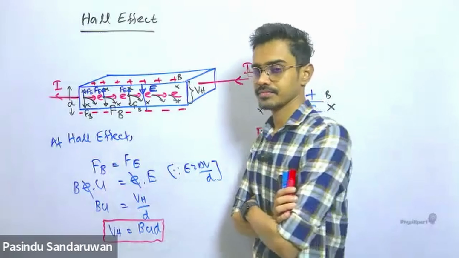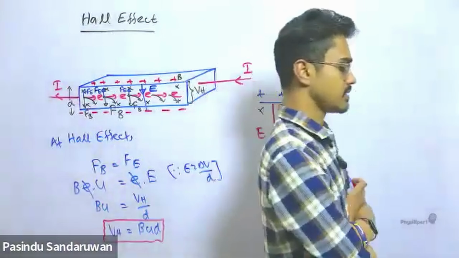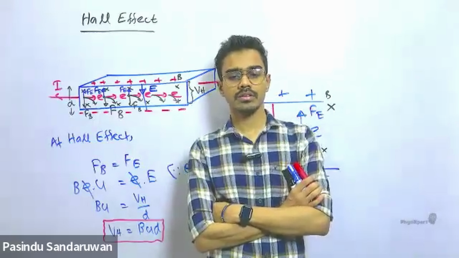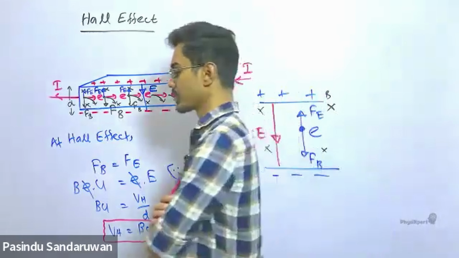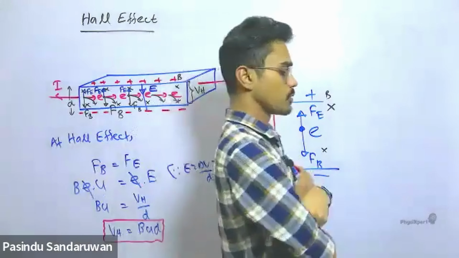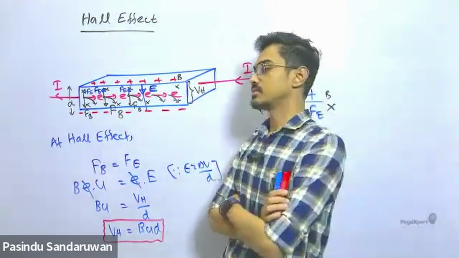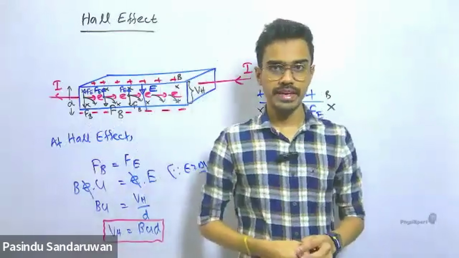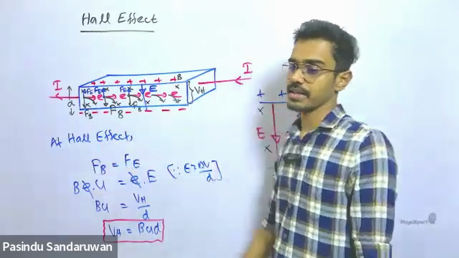it generates a downward force according to Fleming's left-hand rule, due to the magnetic field, within brackets FB.